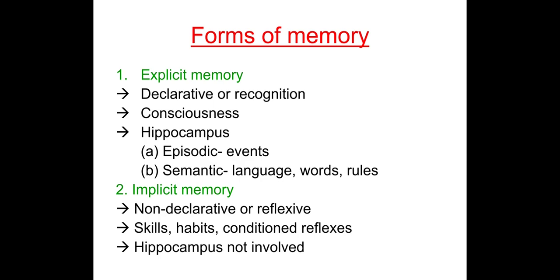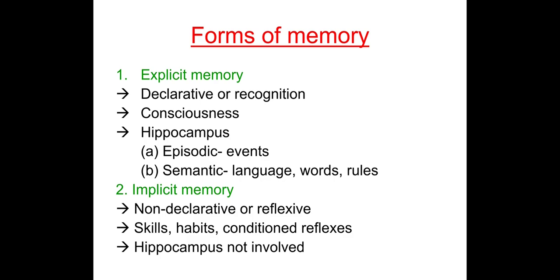So, the next major form of memory is implicit memory. It is also called non-declarative, reflexive, or procedural memory. It is associated with acquired skills, habits which become unconscious and automatic. Here, the hippocampus is not involved. It does not involve processing in the hippocampus. The declarative memory or the explicit memory that is initially required for learning activities can become non-declarative once the task is thoroughly learned.